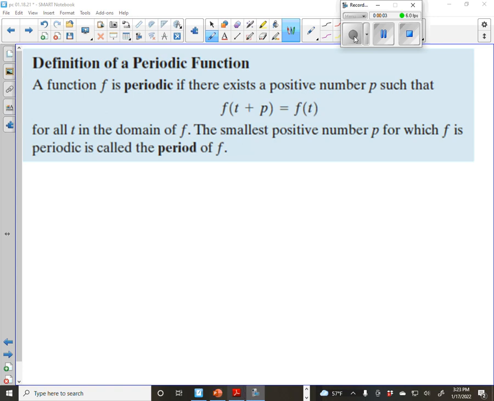Okay, we are going to finish up section 2 with periodic functions.